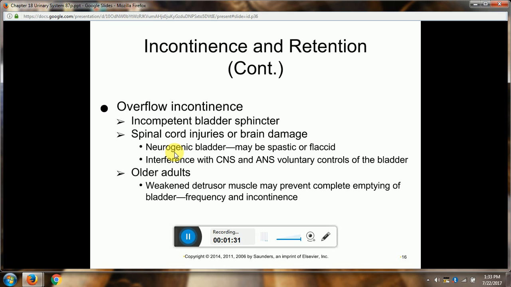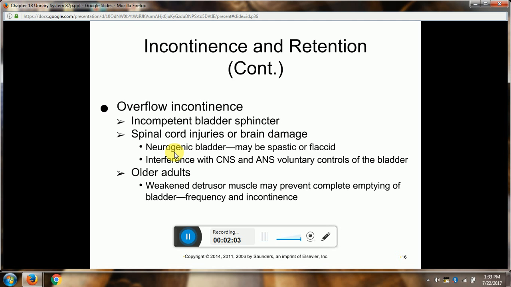The next one to talk about is overflow incontinence, which means that there's something wrong with the sphincter of the bladder. It's now incompetent. That could be due to spinal cord injuries or brain damage. And it could also happen in older adults where the detrusor muscles are not as strong as they used to be, and there's incomplete emptying of the bladder, leading to frequency and incontinence. Frequency means going to the bathroom more frequently.